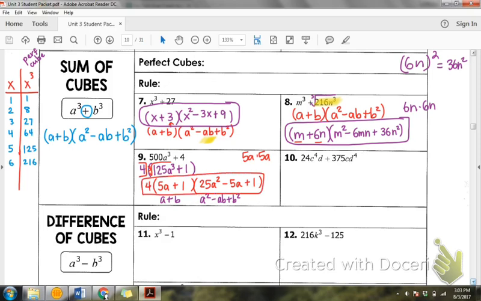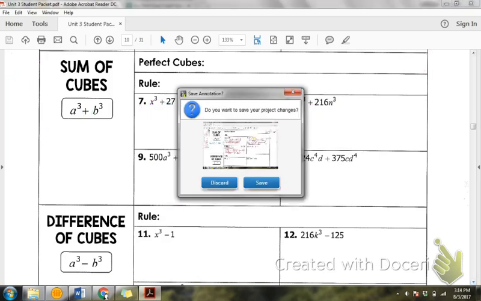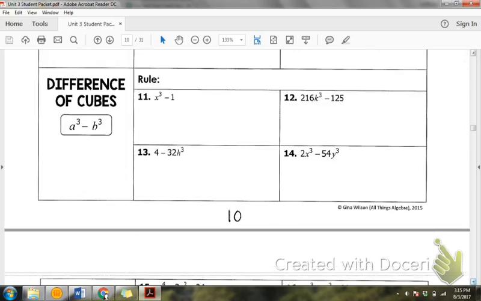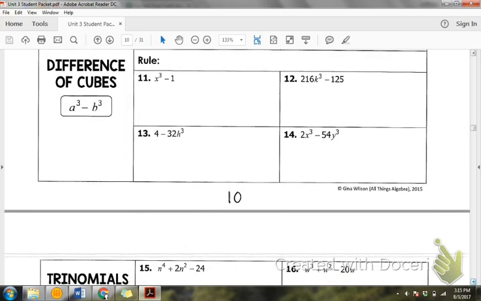Let's go ahead and do the difference of cubes. Because it's the same thing, the signs just change in the formula. Everything else is exactly the same. The signs just changed. All right? So let's look at... I know what it is. Oh, because you can see it up here? Yeah. Boom. Good job. Way to be observant.